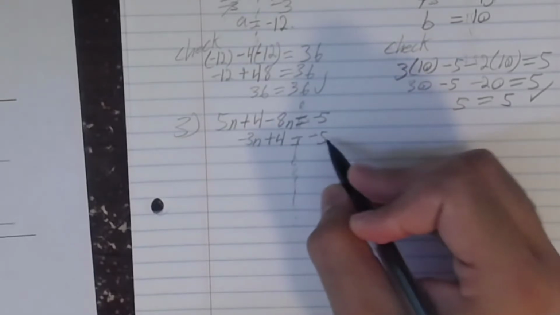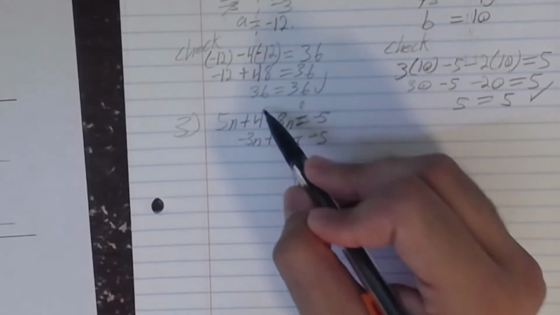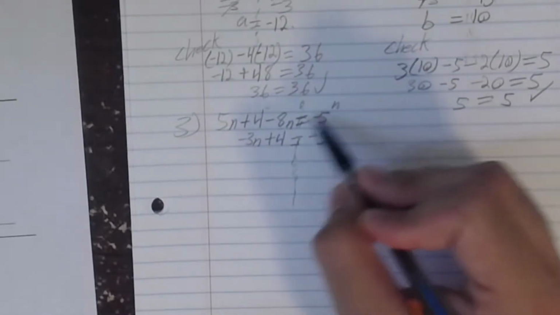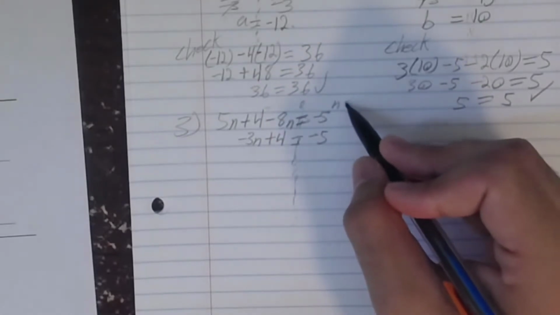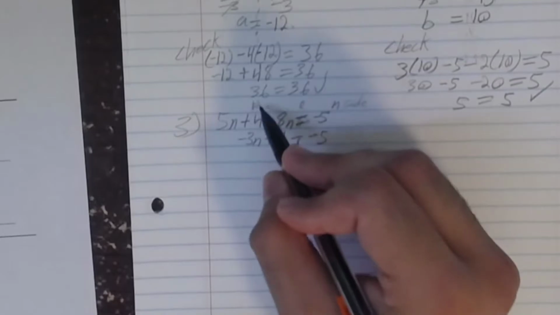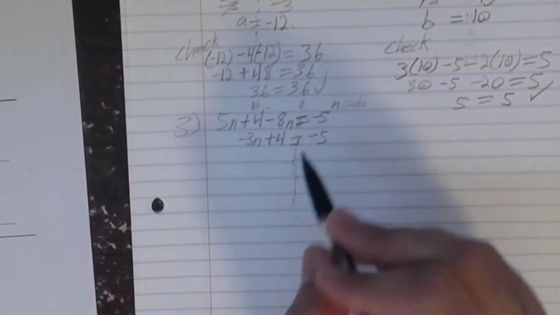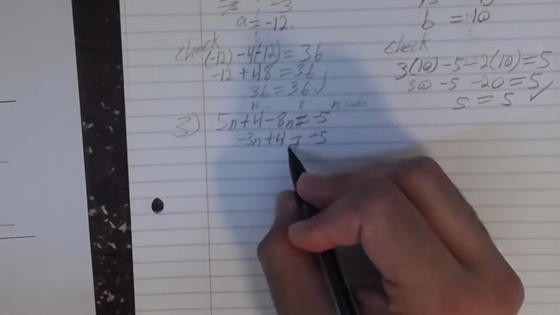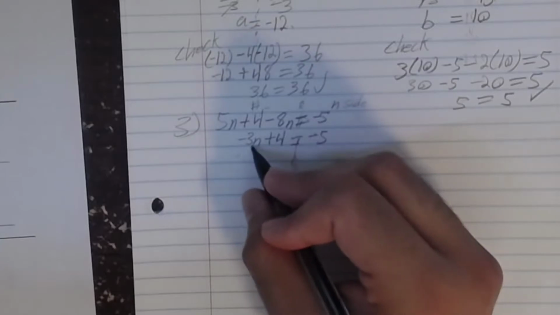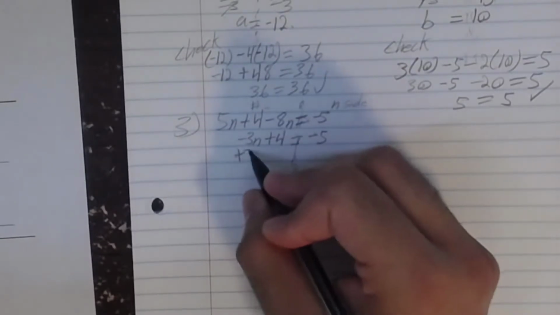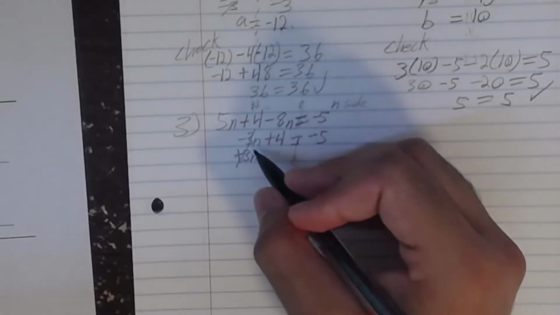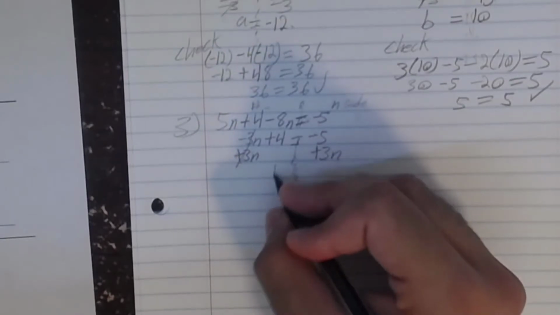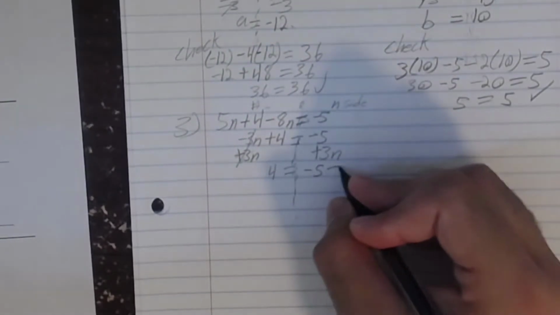Now, we saw that -5. Now let's decide. Do we want this side to be the n side or this side to be the n side? Let's just do n to be on this side because I like to have the n's positive. I just prefer it. So I'm just going to call this the n side, and this is the number side. So we need to get all the n's on this side and everything else on the other side. Anyways, let's move the n first. We need to move it to the other side. How do we move it? We have to add 3n. The reason we're doing that is because we want to cancel this out. And when we add 3n to one side, you have to add 3n to the other side. So we have 4 equals -5 plus 3n.